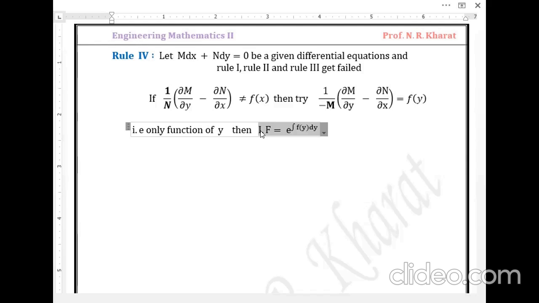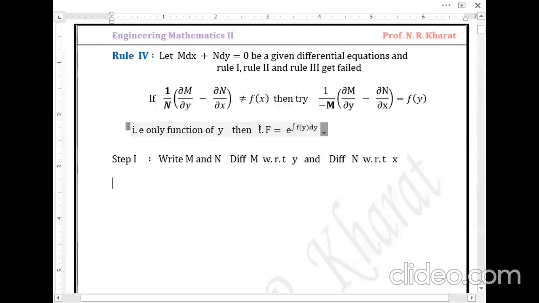If the final answer is only a function of y, then we can find the integrating factor by using the integrating factor formula. The integrating factor is e raised to the integration of f of x dx, which is used in rule number 3. And in rule number 4, the small change is that the variable x changes to the variable y. In a similar way we can find the solution of such a differential equation by using suitable steps.